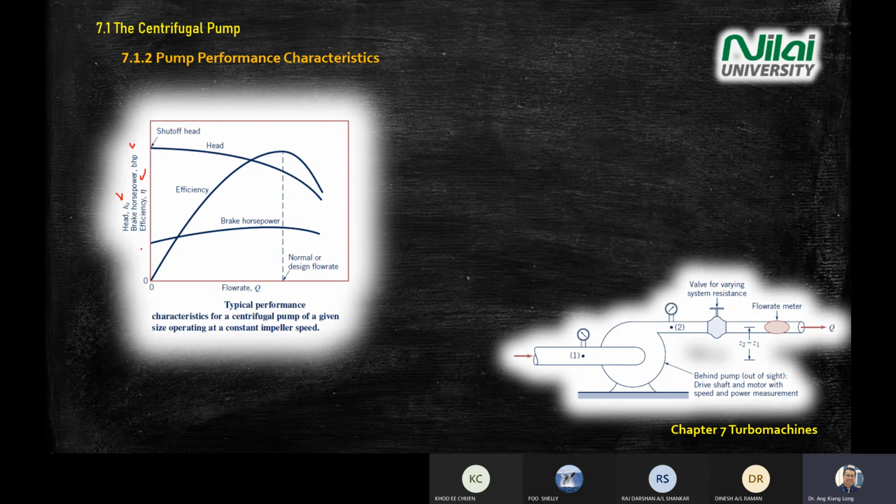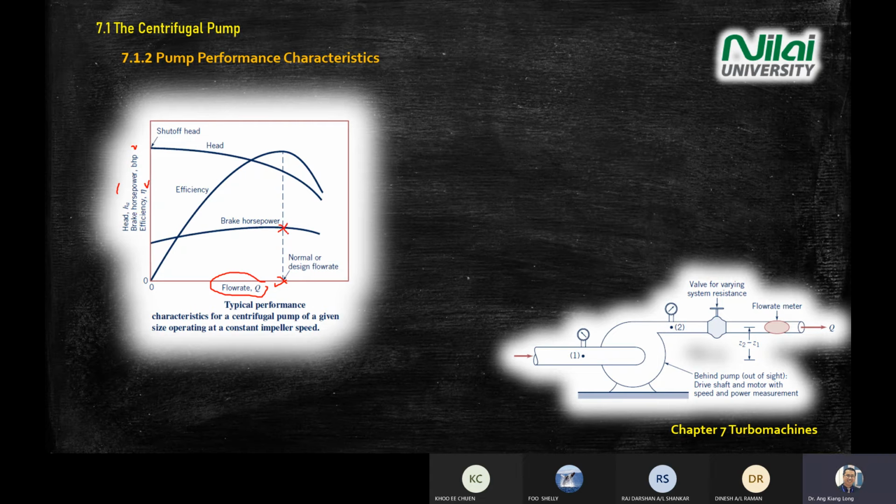How you read the graph depends on the line. So if you are reading the head, HA means you are looking at this line. This line is HA. Brake horsepower is this one. Okay. And efficiency is this one. So how do you read from this graph? Once you know your flow rate Q, for example, if your Q value is here, what you need to do is just project. You use a ruler, draw a dashed line like what you see on the screen here, and then you can read your head, horsepower, and efficiency.